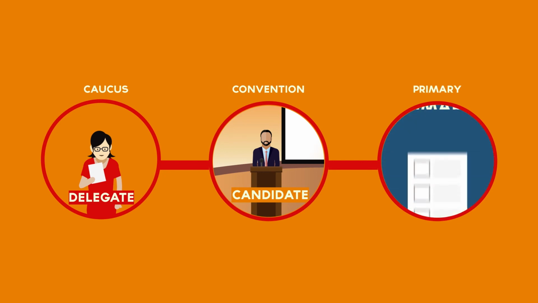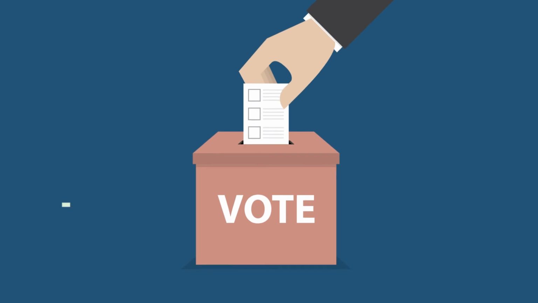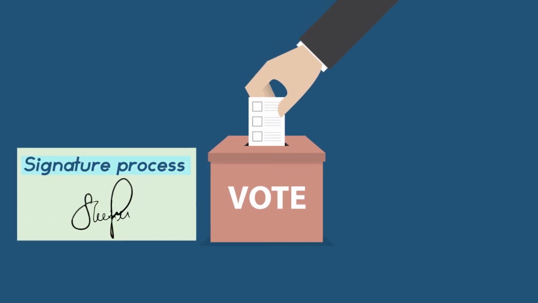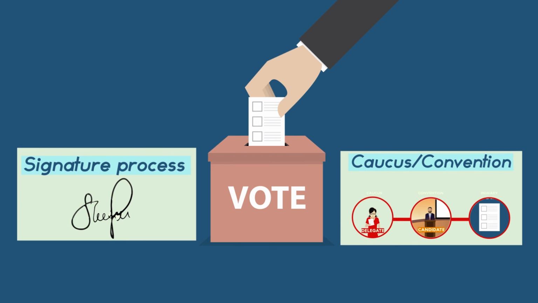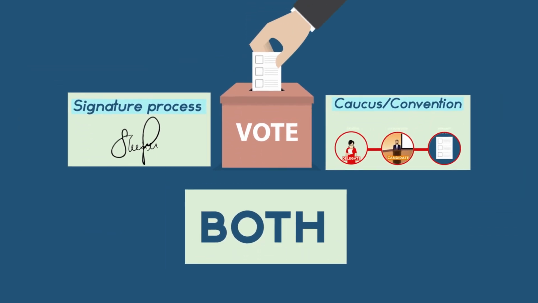So when you go to the primary polls in June, you'll see several names to choose from. Some of the candidates made it onto the ballot from gathering signatures. Others were chosen by the caucus delegates at the party convention. And some candidates chose to do both. Knowing this process is essential to knowing your role as a voter.